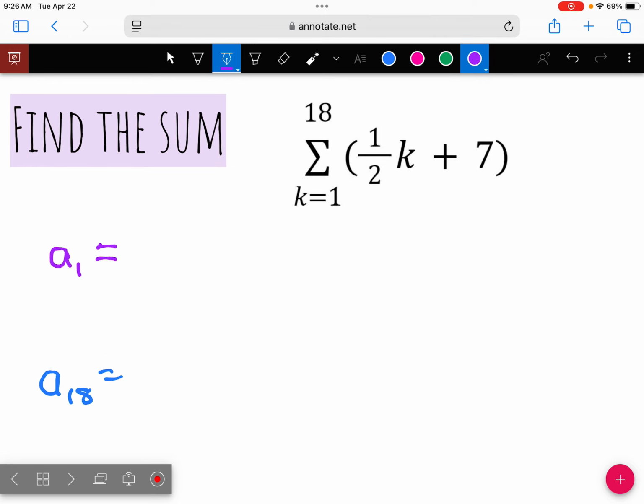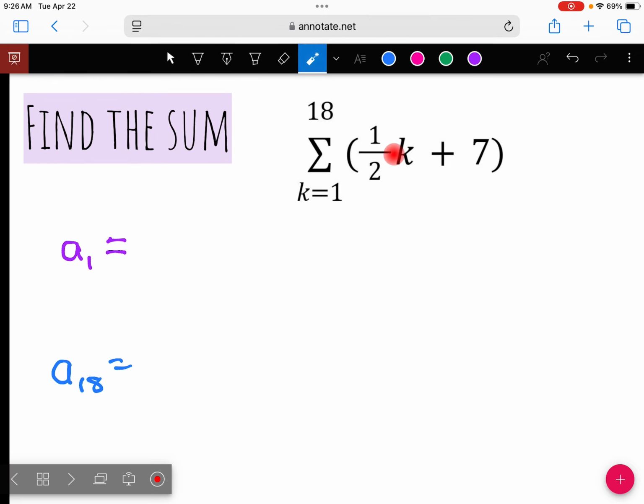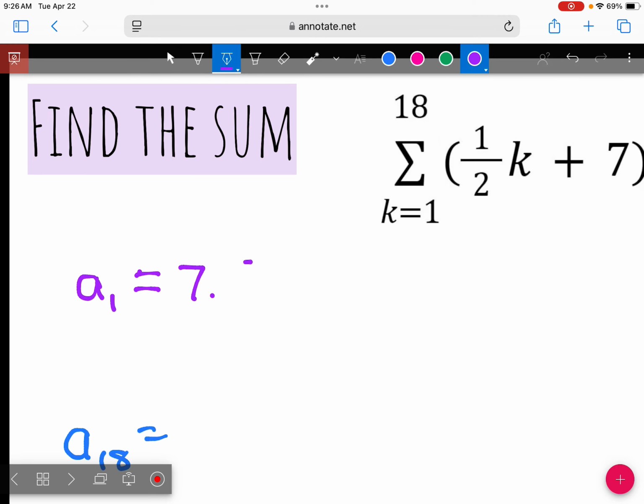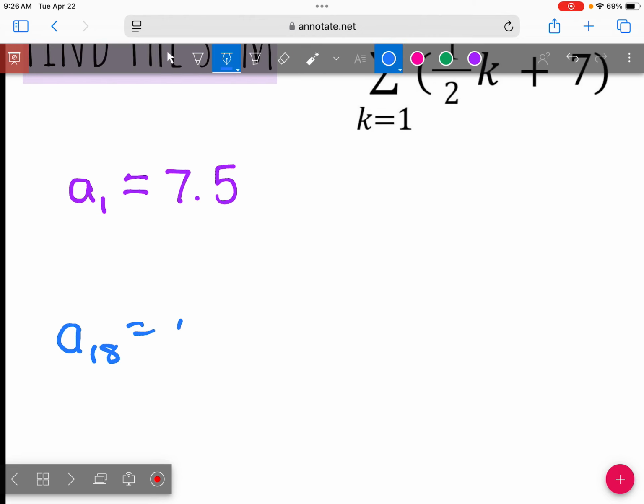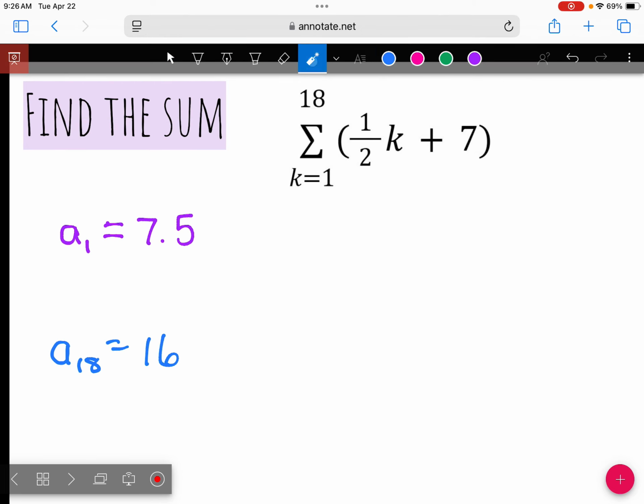I was going to say we're going to have our 0.5 plus 7. So we're going to have 7.5. Yep, we got to have the 7. So how about our 18th term? Yes, sorry, my brain got stuck there for a second. Yeah, 16. How many terms are there between 1 and 18? 18.